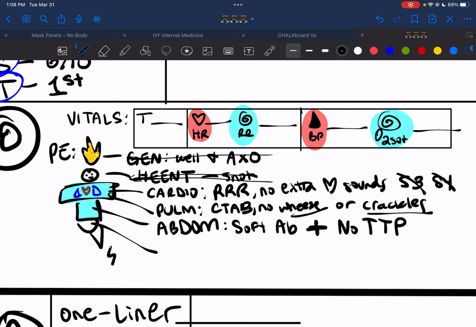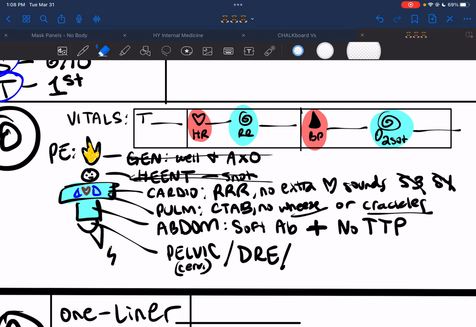Then for pelvis, that's if you're on OB-GYN, you do a pelvic exam, or maybe you want to do a digital rectal exam, or maybe you're doing a cervical check, right? Basically, that's stuff that you normally don't do on physical exam, right? Pelvis, those are sensitive exams for certain specific things.